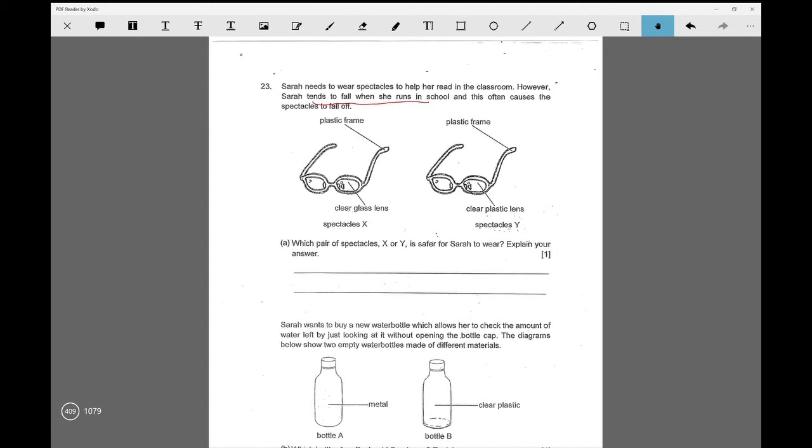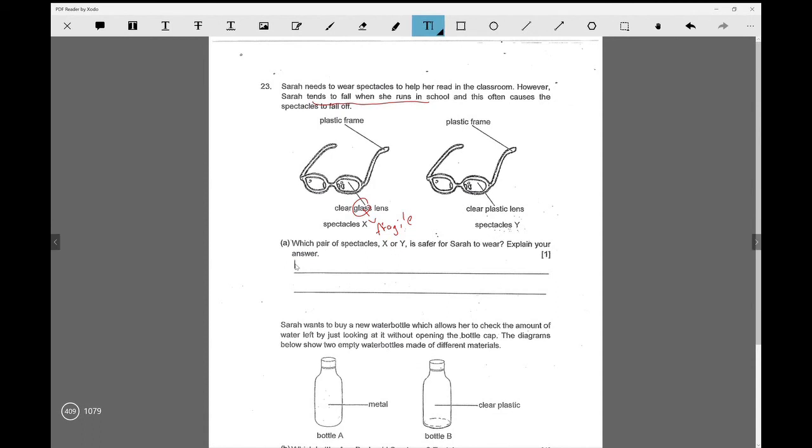Okay, so I don't know if you all know this. There are actually 2 kinds of lenses. One is made of glass, one is made of plastic. Okay, so of course you should know that the glass is very fragile. It will break easily. So if she falls easily, it is better for you to use plastic. Okay, because it is stronger, not so fragile.